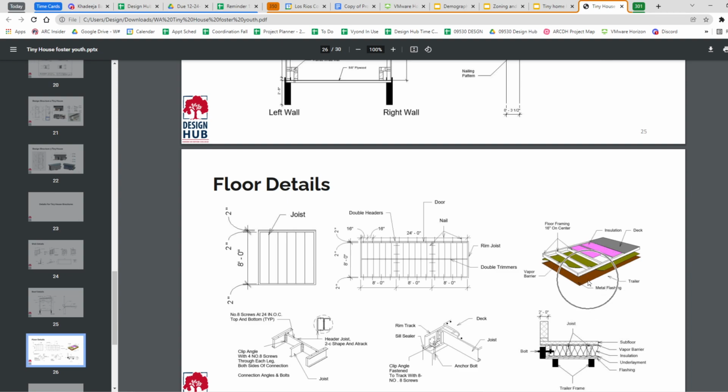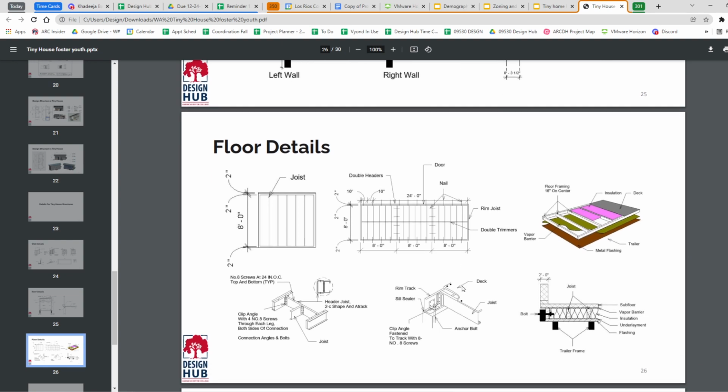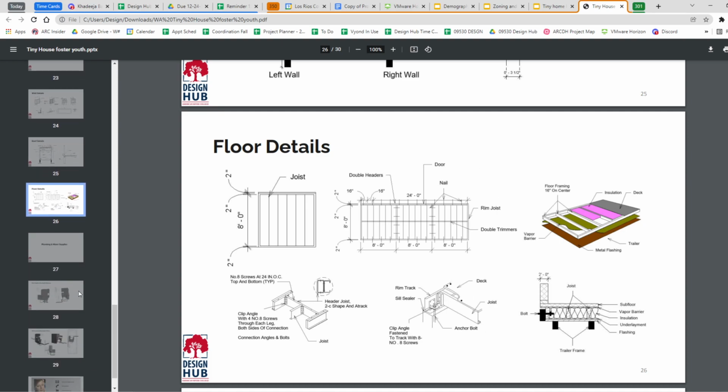You probably need some metal flashing underneath if there's not already a deck, and then some sort of vapor barrier, then the floor, then this and this, the frame. Some insulation. That's a really nice added feature to this design. And then your deck. And then how do they go together? And how do they mount? This is just a really nice set of details that are added.